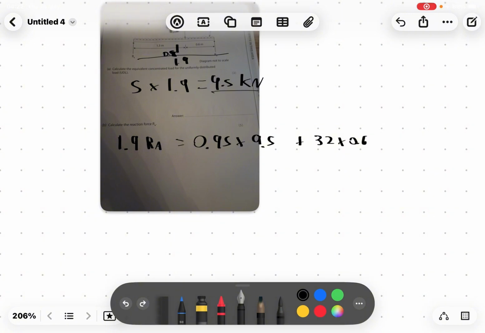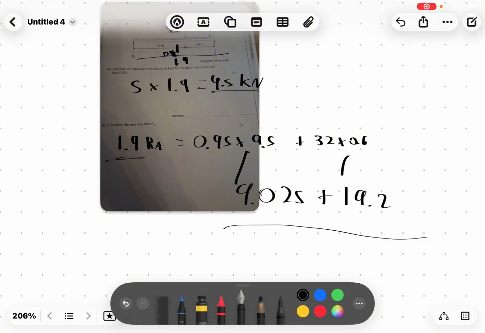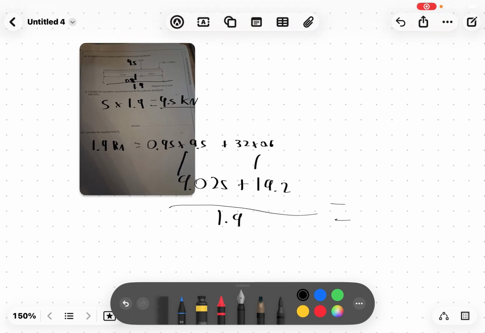After that, this is equal to 9.025, and then plus this is equal to 19.2, and then all of this combined, we divide by 1.9 because we want RA on its own, so that equals 14.86 kilonewtons.